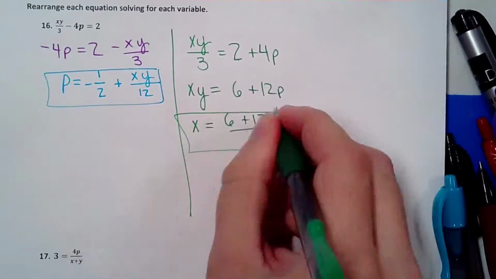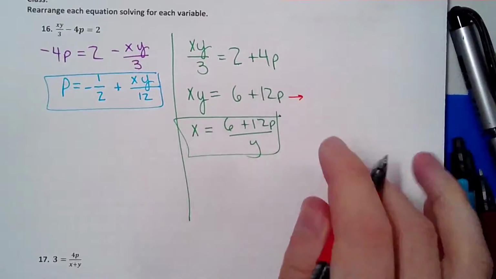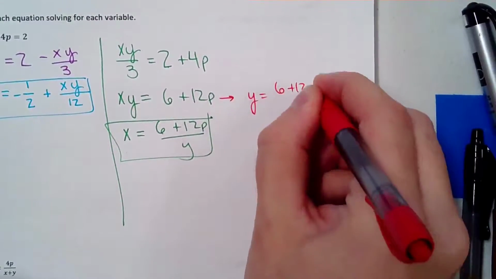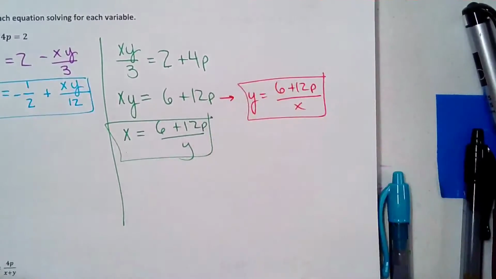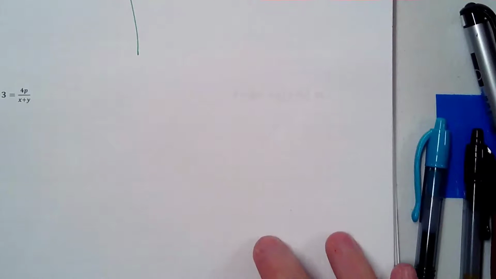Done. Now from there, I can get y pretty easily, can't I? Assuming we didn't screw it up. Just divide by x. Smell what I'm stepping in? All right. Cool. Moving on to 17.